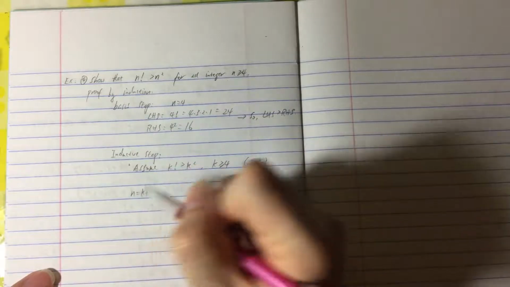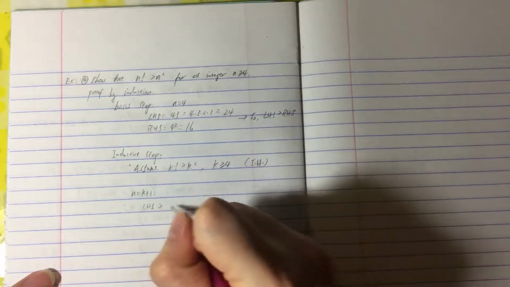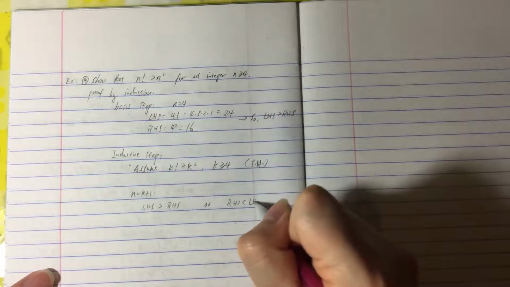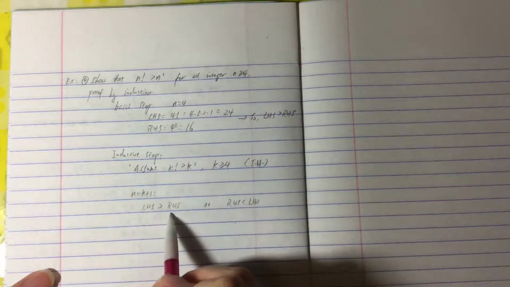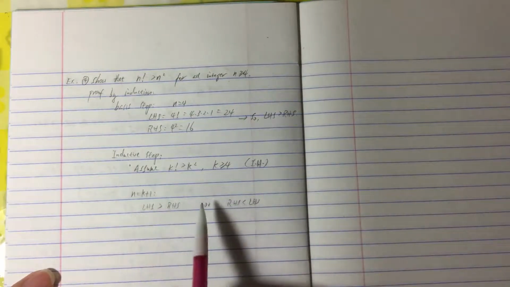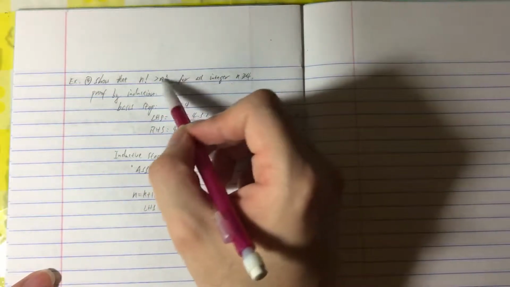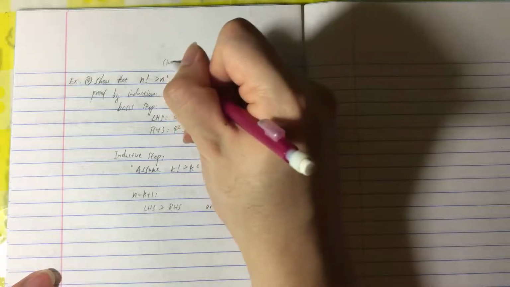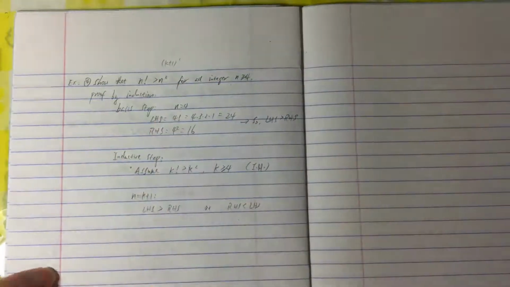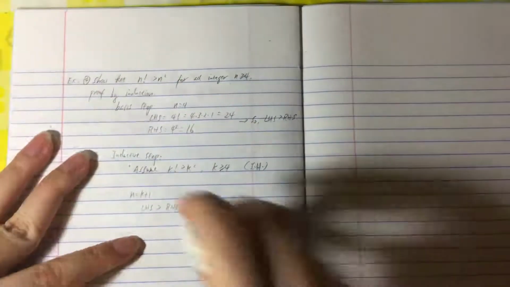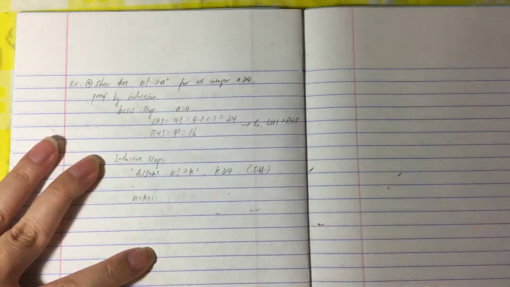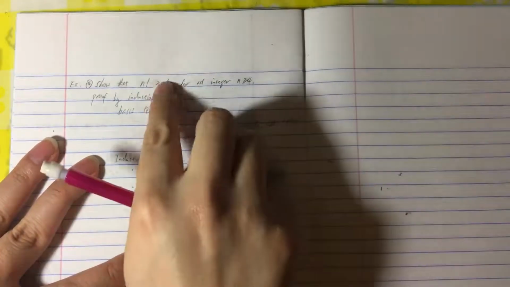When n equals k plus 1, we either try to show that left hand side is greater than right hand side, or right hand side is less than left hand side. Either way is okay. But here, let's start from the right hand side, because when we plug in k plus 1, we get k plus 1 squared, and this part is more complicated. So start from the side that looks more complicated. Here I try to show right hand side is less than left hand side.